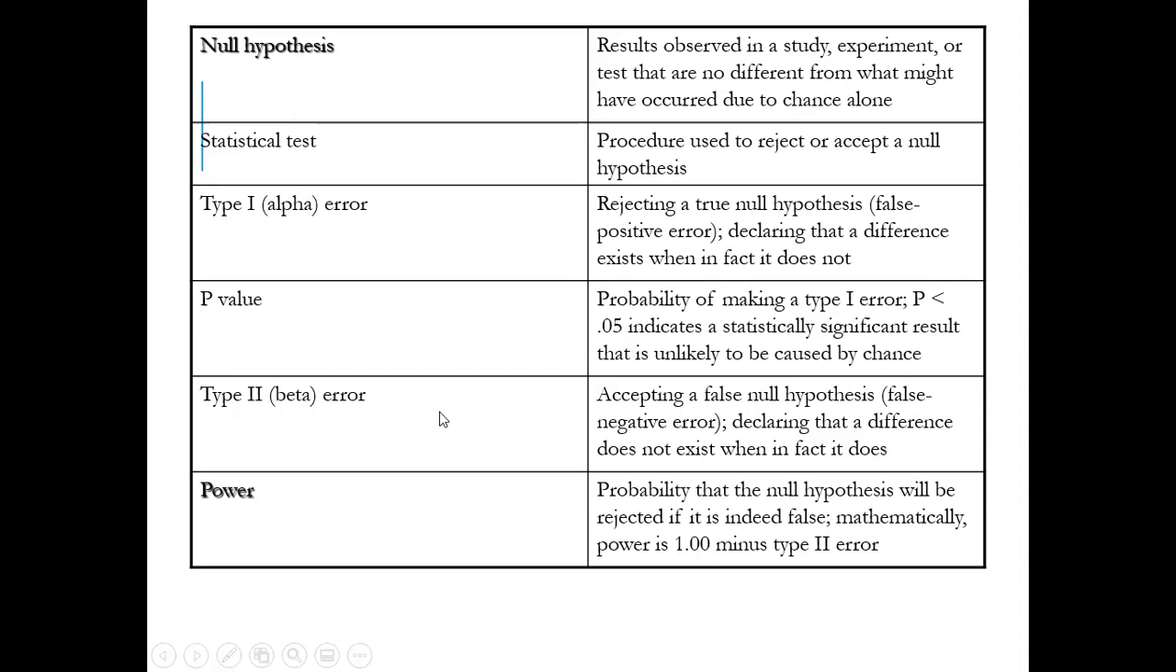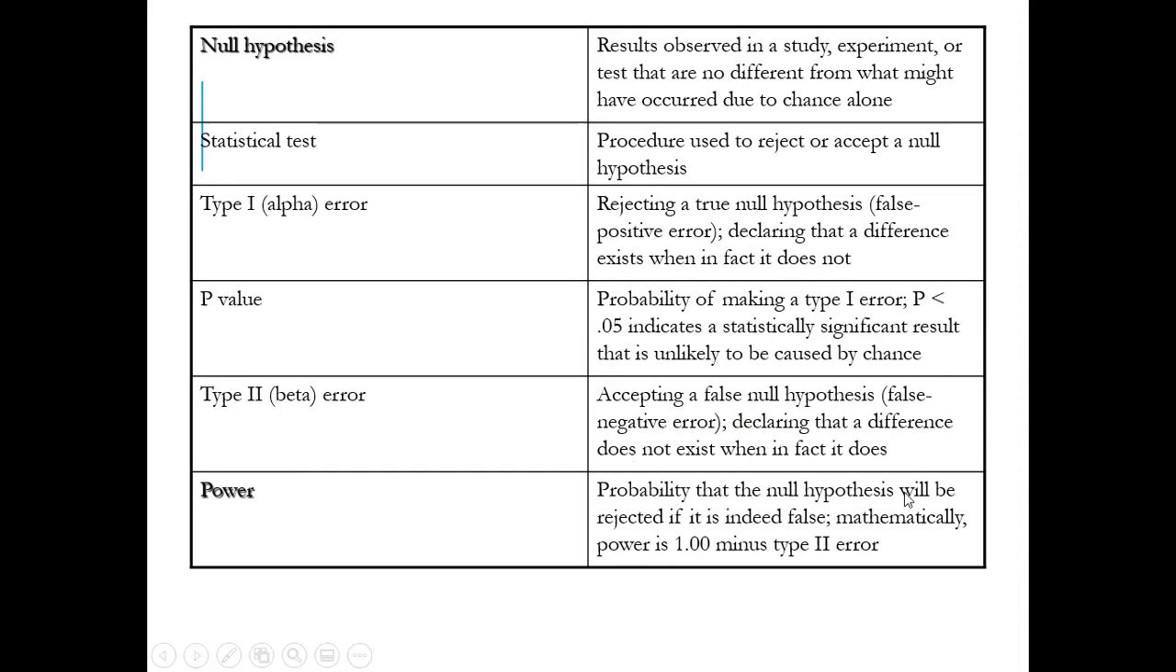Type 2 error or beta error is accepting a false null hypothesis, that is also known as a false negative error, where we declare that a difference does not exist when in fact it does. Out here we were talking about declaring that a difference exists when in fact it does not. Out here we declare that a difference does not exist when in fact it does.